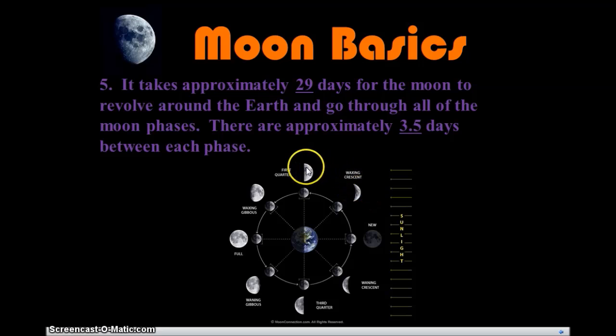It's 1 week to get through a quarter of the revolution of the moon around the Earth. So 1 week, 2 weeks, 3 weeks, 4 weeks total to make one full revolution.